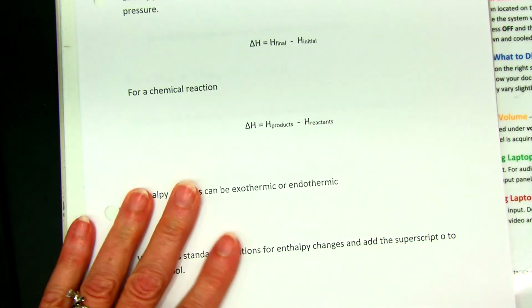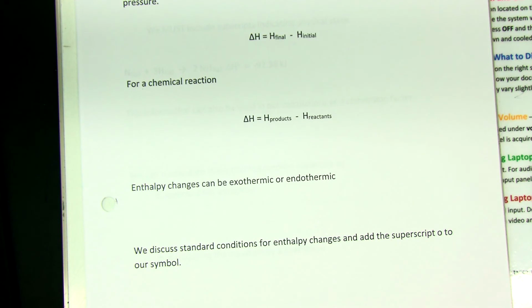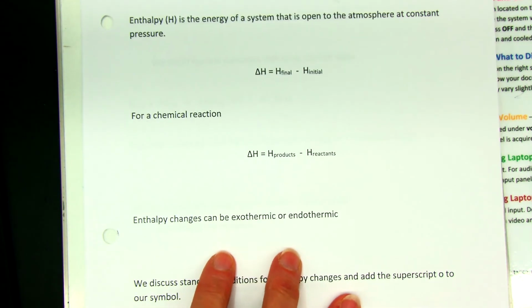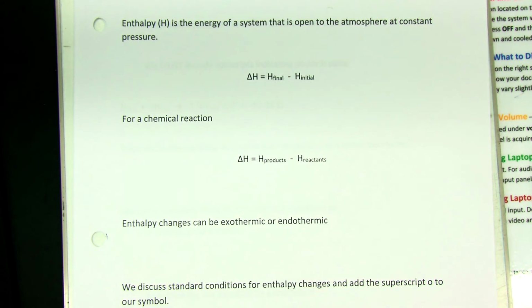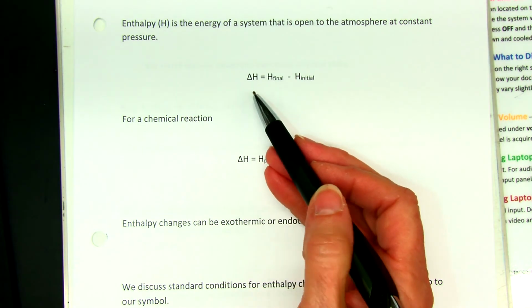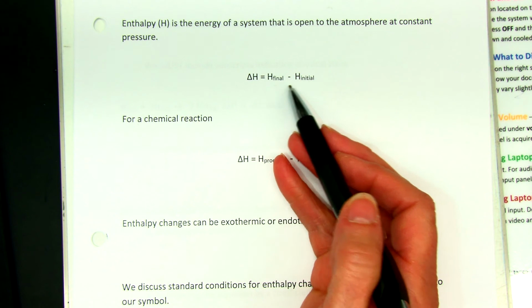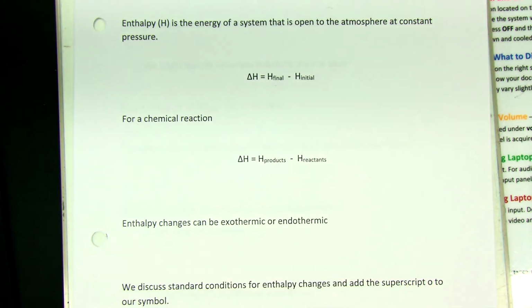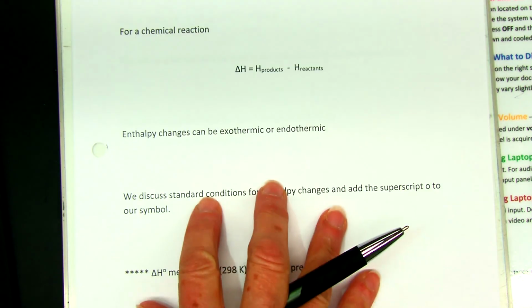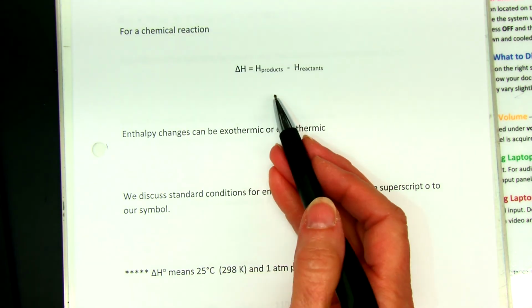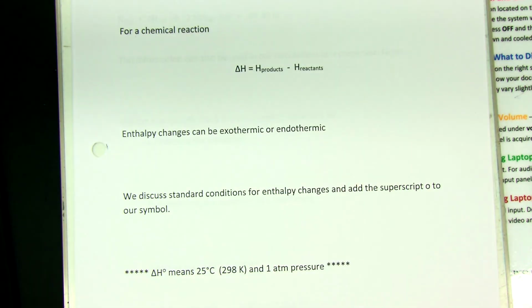So the enthalpy is the heat energy of a system that's open to the atmosphere at constant pressure. And again, we cannot measure actual heats and actual energies because it takes energy to measure them, so we measure changes. So the change in enthalpy, delta H, is the final enthalpy minus the initial enthalpy. For a chemical reaction, final is products and initial is reactants. So for us in chemistry, delta H is the enthalpy of the products minus the enthalpy of the reactants.